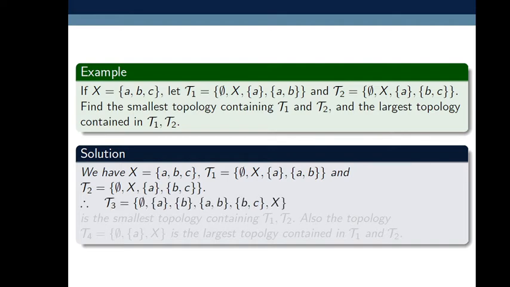So here I generate tau 3, which is equal to {empty set, {a}, {b}, {a, b}, {b, c}, X}. So this is tau 3. First we check whether this forms a topology on X or not.